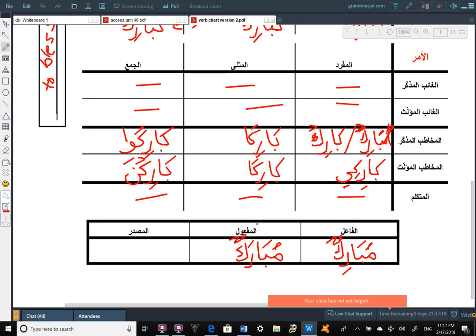And your masdar is mubarakah. That's a dhamma. Mubarakatun. There can be different masdars, but in general, this is the pattern for the masdar for form 3. But there could be other masdars, as we will see inshallah ta'ala. Some of our words will have different masdars as well as this form or this pattern. So this is form 3.